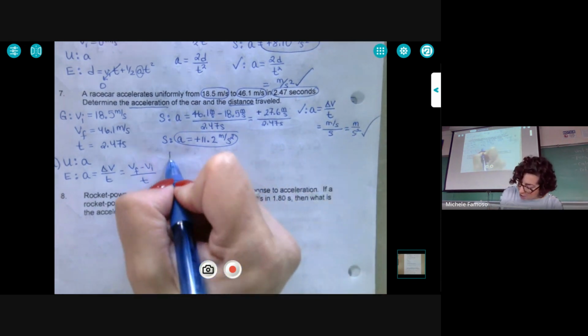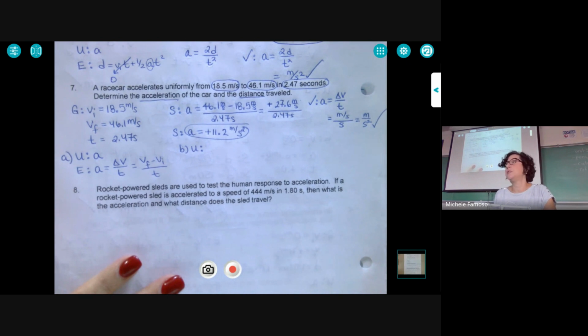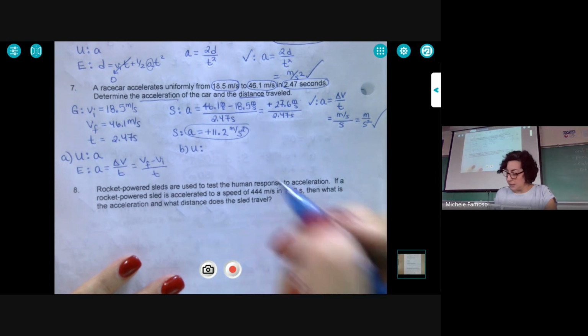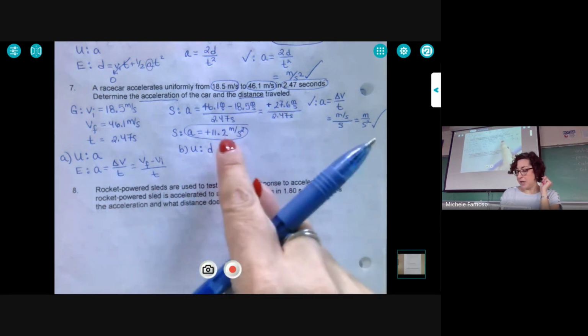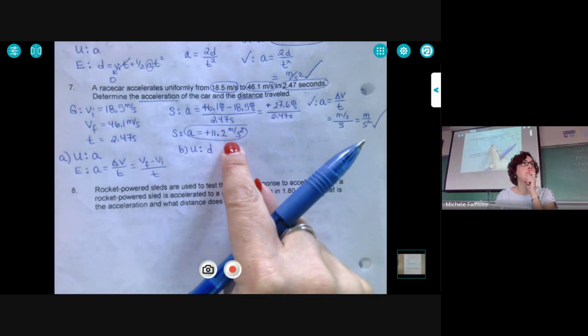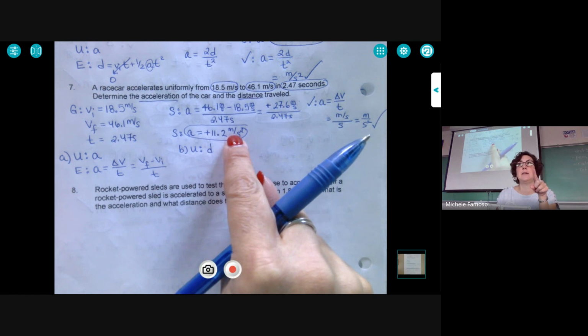Now, the second part of this question. What is the unknown, Jules? What's the unknown for the second part of this question? Distance, lowercase d. Now, listen carefully. I want you to find a way to do this that does not involve the answer we have for acceleration. The reason I want you to do that is because if you use this acceleration and you made a mistake, the whole second part of this is wrong.